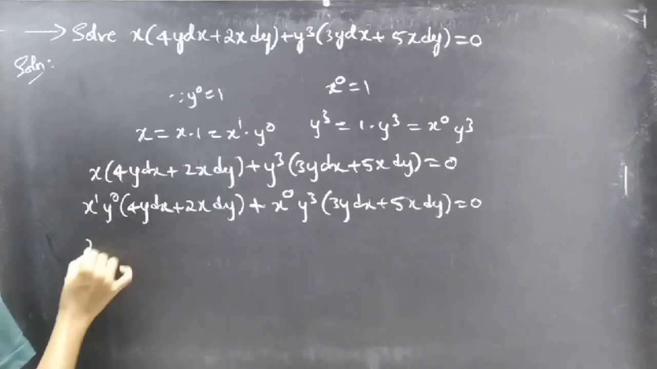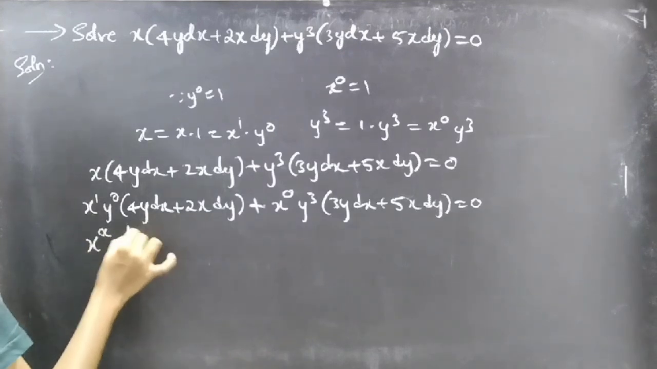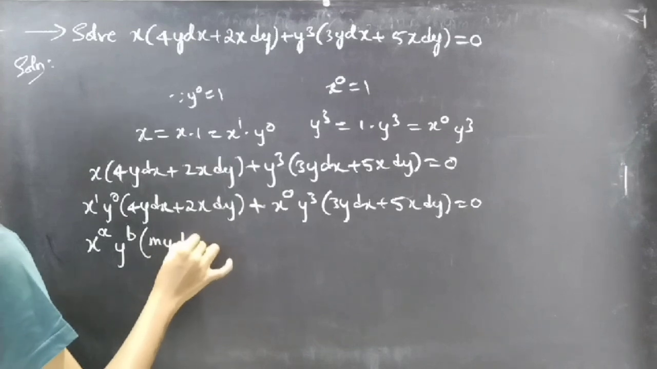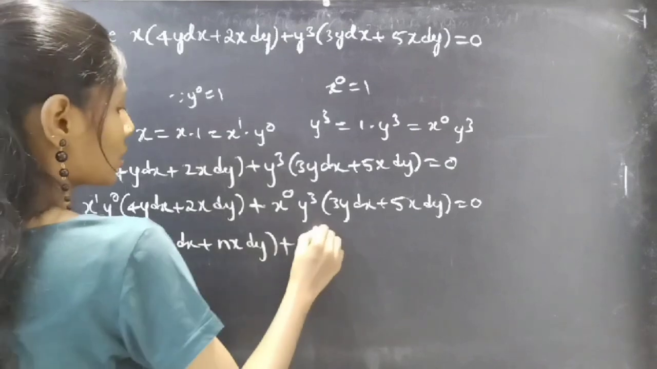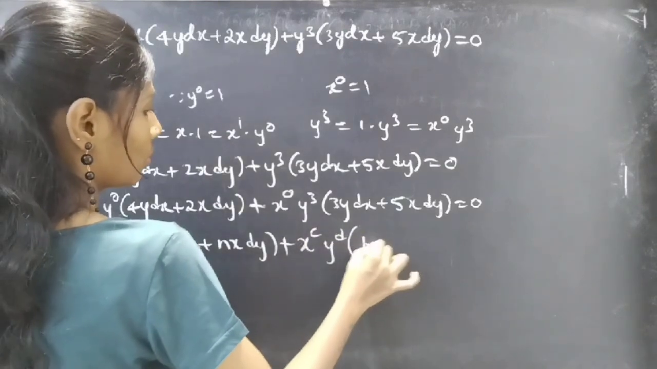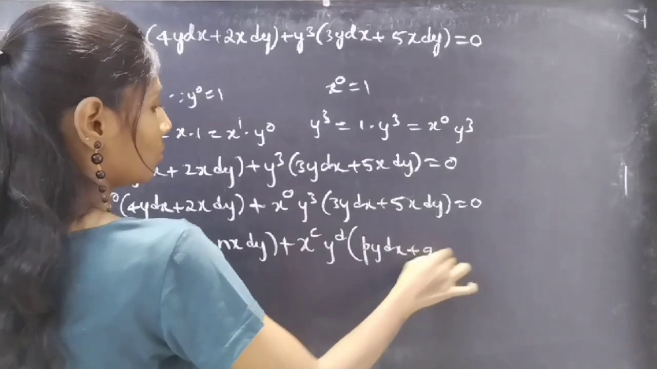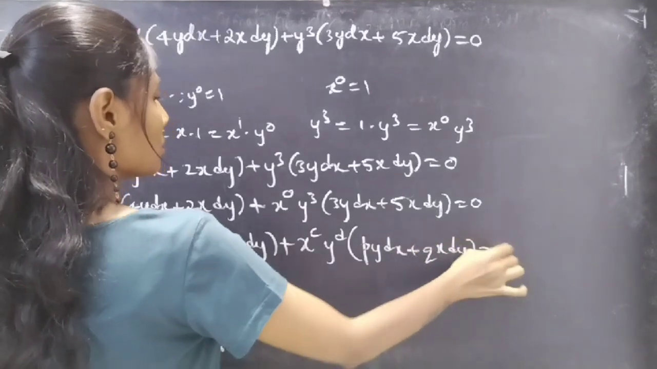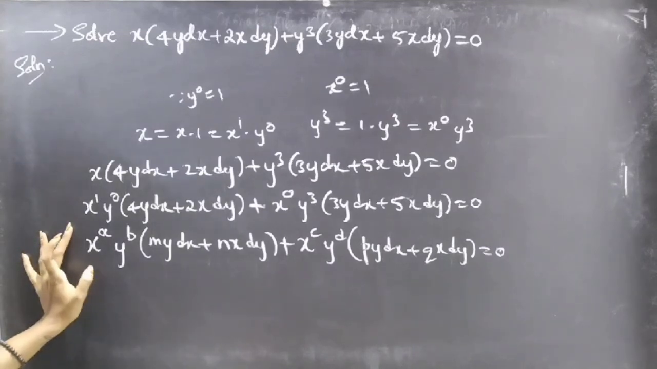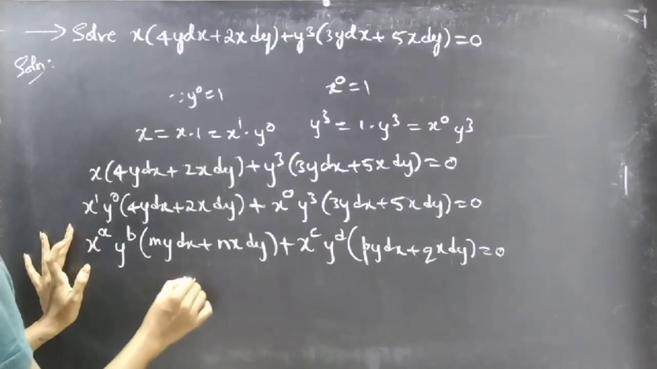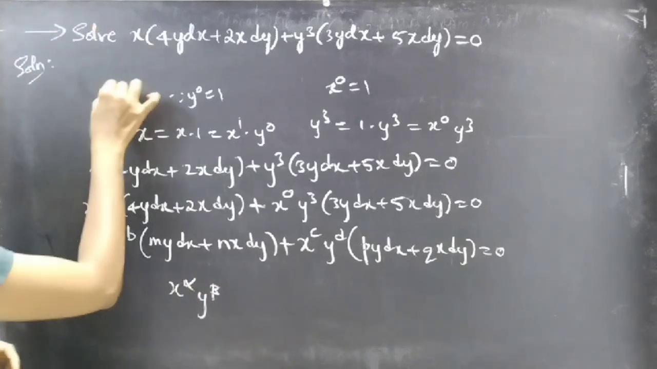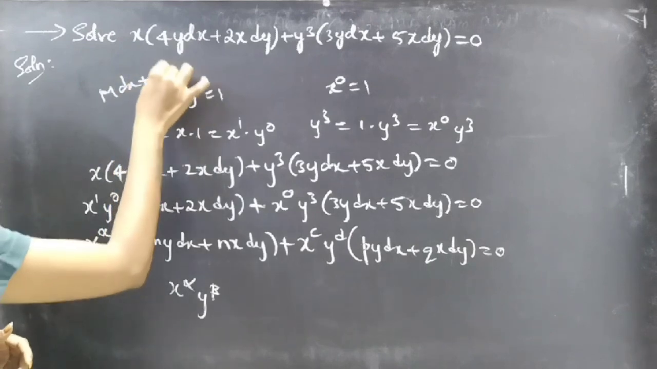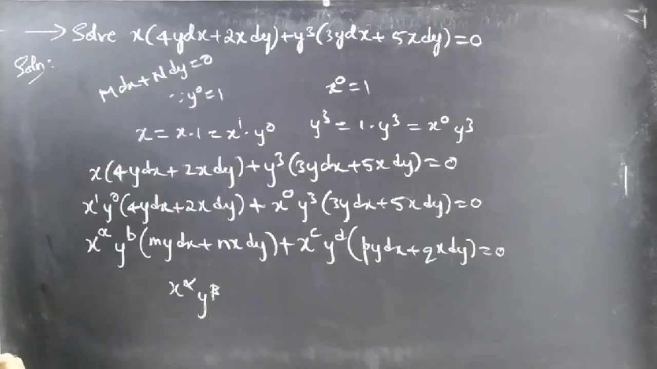So this equation is of the form x power a y power b into (m y dx plus n x dy) plus x power c y power d into (p y dx plus q x dy) equal to 0. Since the given differential equation can be written in this form, so here x power alpha and y power beta will be our integrating factor. Also, we can write the given differential equation in m dx plus n dy equal to 0 form. And here we are going to get non-exact.